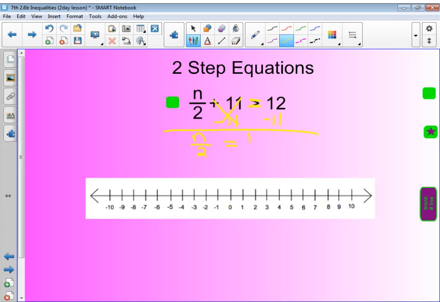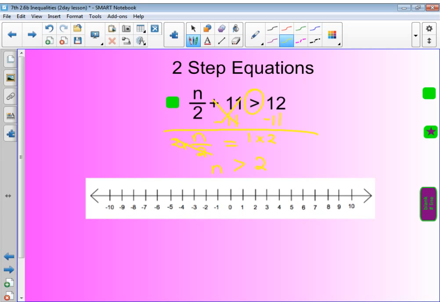Then to get n by itself, right now it's dividing by 2, so the opposite is times 2. That'll cancel that out, times 2. I just found out that n equals 2. So here's what I'm going to do. Now instead of having that equal sign, I'm going to put this symbol back in there. So instead of an equal sign here, I'm going to now graph n is greater than 2.